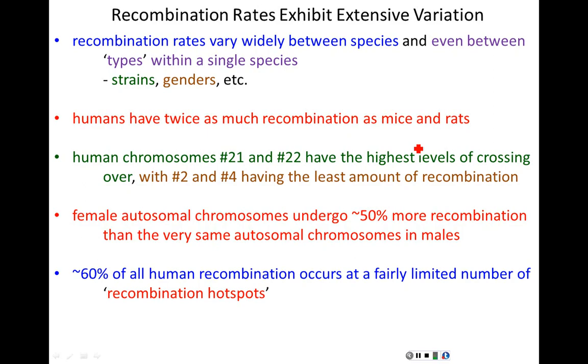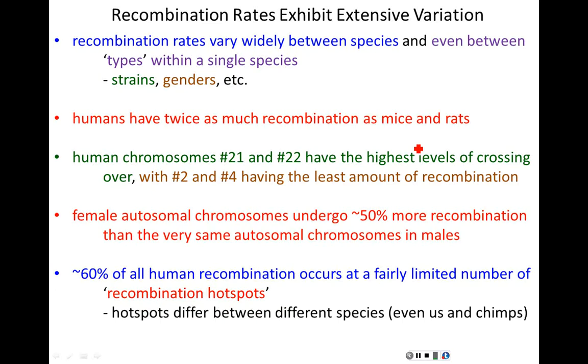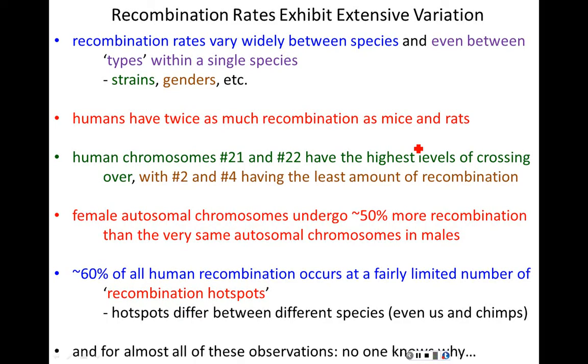60% of all human recombination occurs at a fairly limited number of what we refer to as recombination hotspots. So the vast, vast majority of recombination in human cells occurs over a fairly small swath of DNA regions. Where those hotspots are differ between species, even between us and our closest genetic cousins, chimpanzees. Hotspots of genetic recombination are different. And for almost all of the observations on this slide, no one has the slightest clue why.